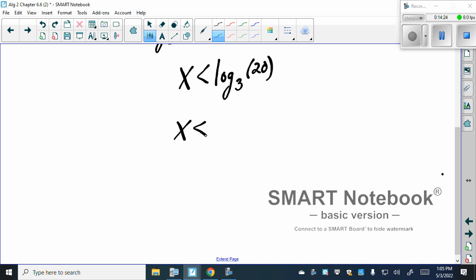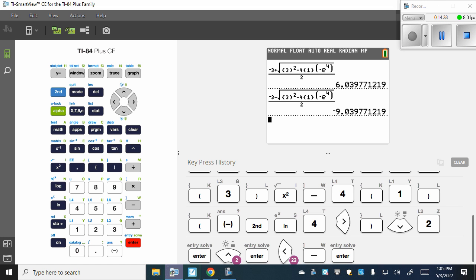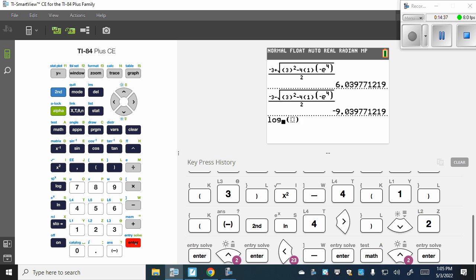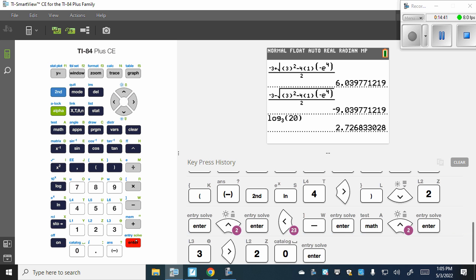And at this point here, we just need to calculate what log base 3 of 20 is. We can use the graphing calculator and go to math, log base 3 of 20, and see that it's 2.7268, or 2.727.